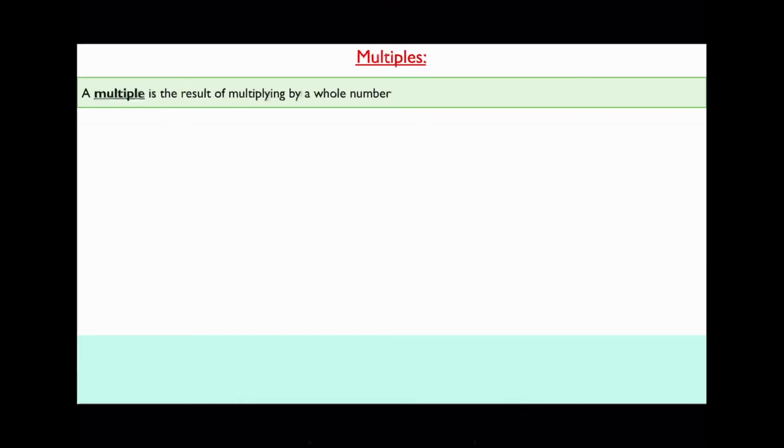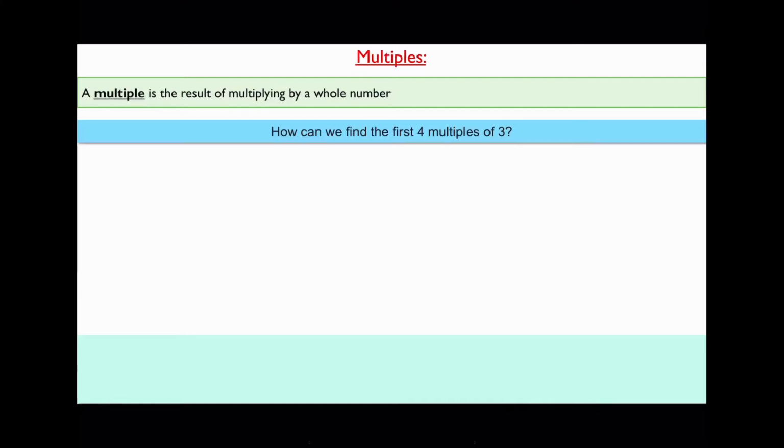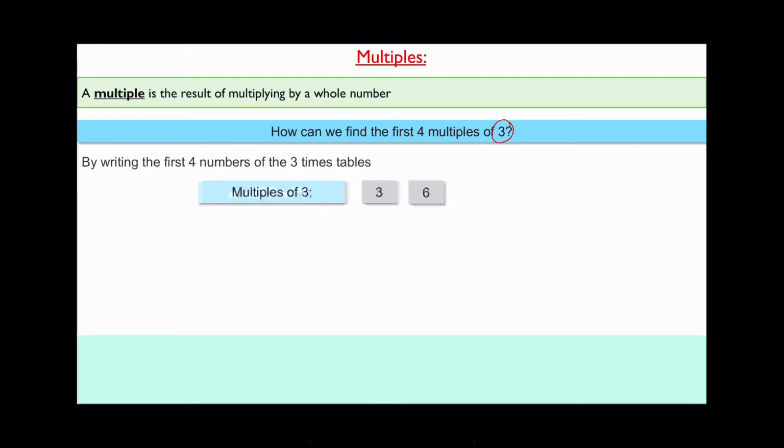Now, we also looked at multiples, and we said that a multiple is a number which results from multiplying a number by a whole number. So for instance, how do we find the first 4 multiples of 3? Since we're trying to find the first 4 multiples of 3, all we essentially do is multiply this number here, 3, by the first 4 numbers. In this case, that would be 1, 2, 3, and 4. If you multiply it by those 4 integers, 3 times 1 is equal to 3, 3 times 2 is equal to 6, 3 times 3 is equal to 9, and 3 times 4 is equal to 12.